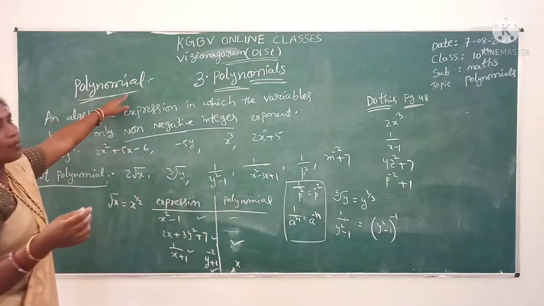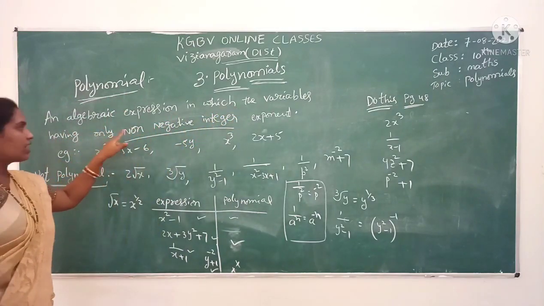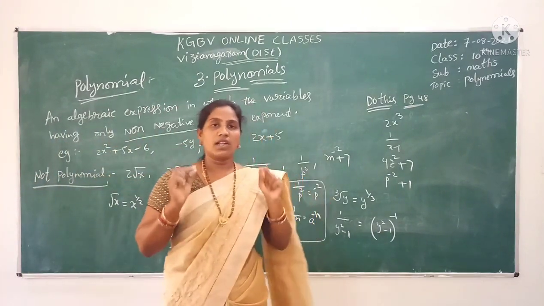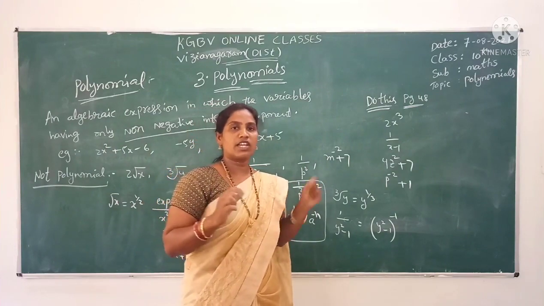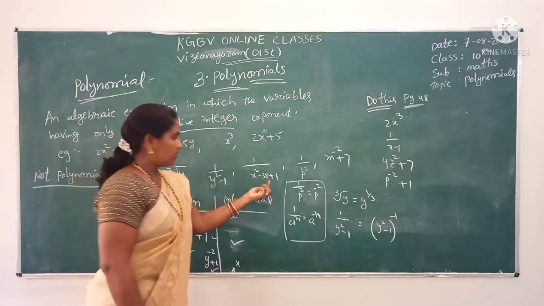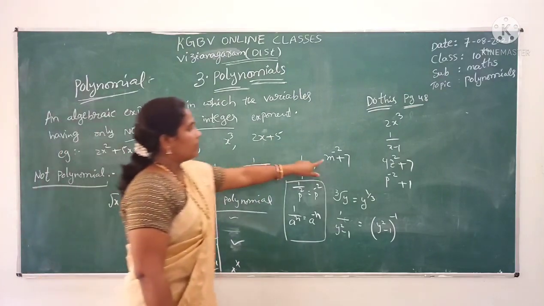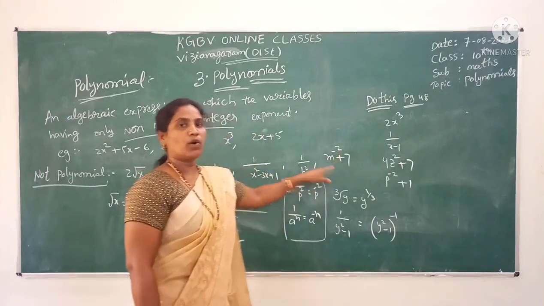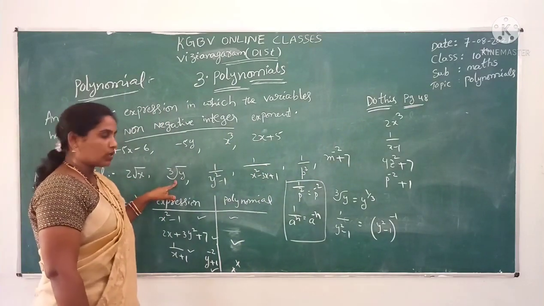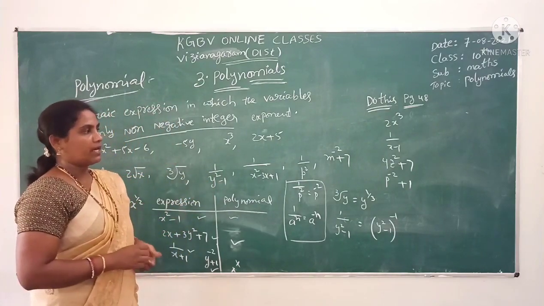So what is our definition of a polynomial? An algebraic expression in which the variables have only non-negative integer exponents. Variables అన్ని కూడా non-negative integers కలిగి ఉన్న exponents తో ఉంటేనే అవి polynomials అవుతాయి. సో denominator లో వేరియబుల్ ఉన్నా అది not a polynomial. Variables కి negative exponent ఉన్నా అది polynomial కాదు. So 2 root x is not a polynomial. Cube root y is not a polynomial. 1 by y square minus 1 is not a polynomial.